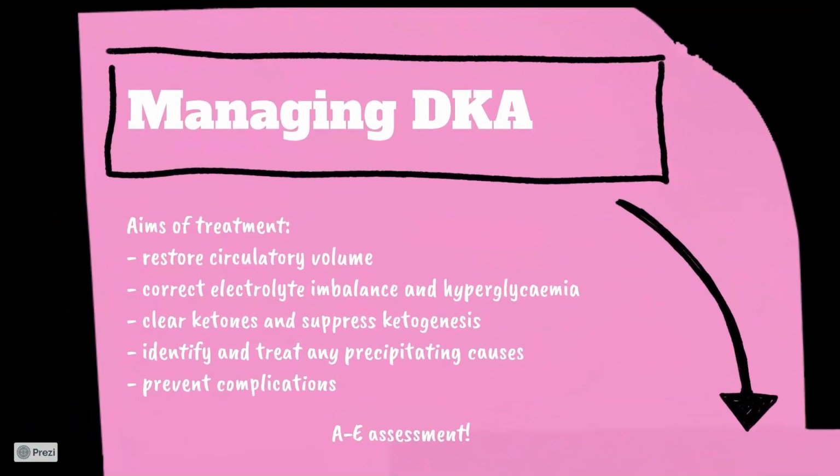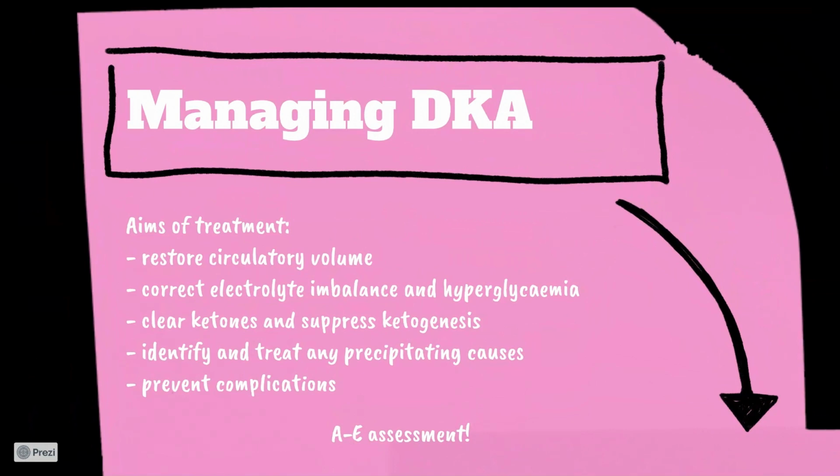We've now diagnosed DKA. What next? The aims of our treatment are to restore circulatory volume, correct any electrolyte imbalance, correct the hyperglycemia, clear ketones and prevent further ketogenesis, and to identify and treat precipitating causes as well as prevent any complications.